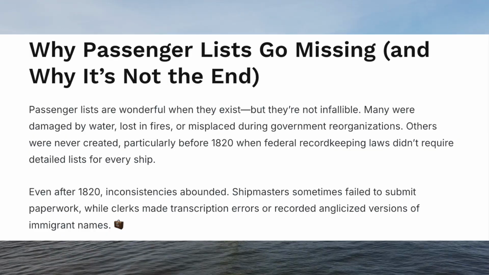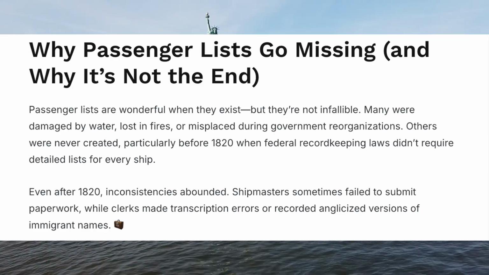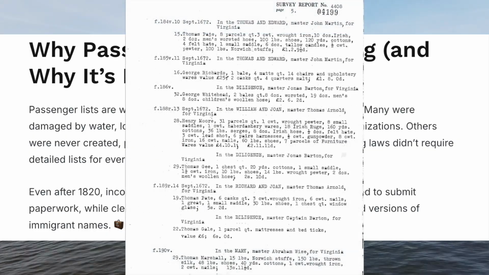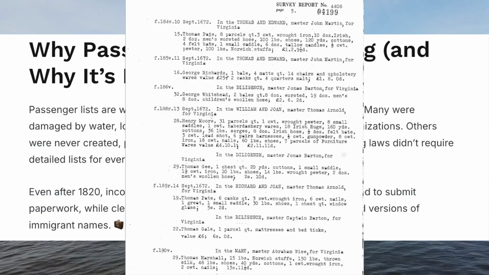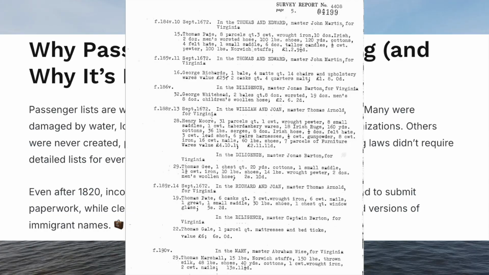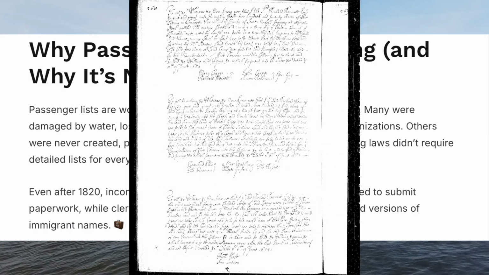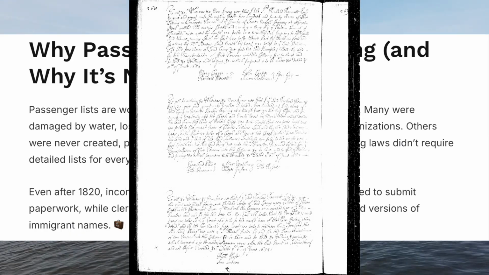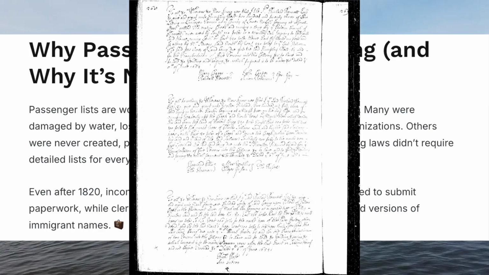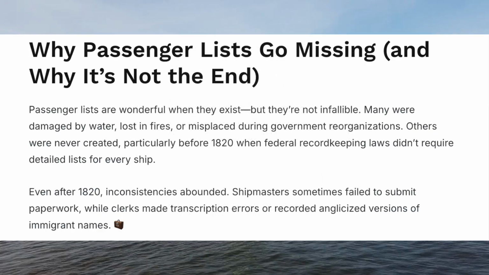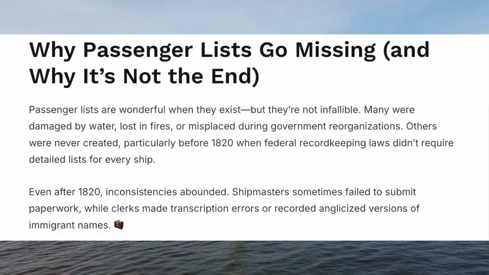If you can trace your ancestors like I can in a few lines back to England in the 1600s, boy oh boy, talk about lists. There were so many variances and just crazy ways of documenting things. But not to mention the handwriting. Okay, even after 1820, inconsistencies abounded.